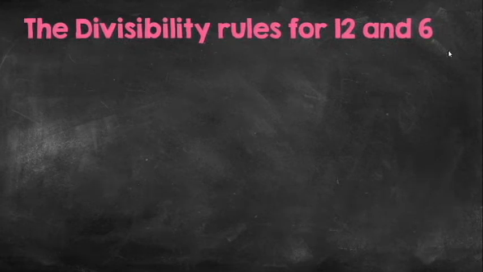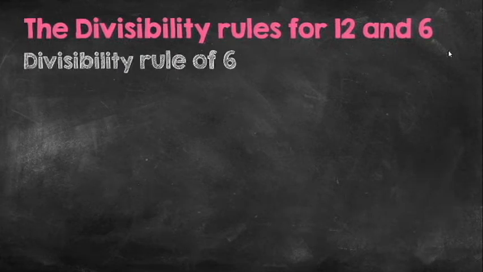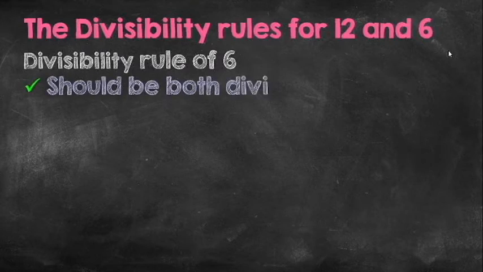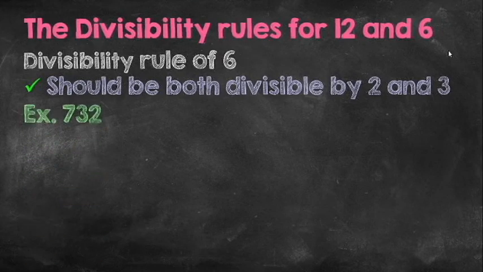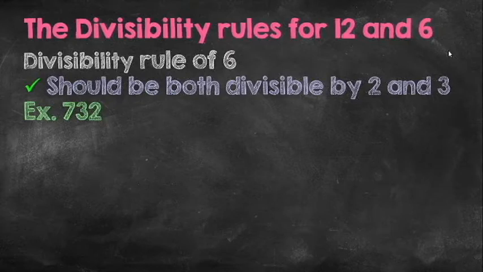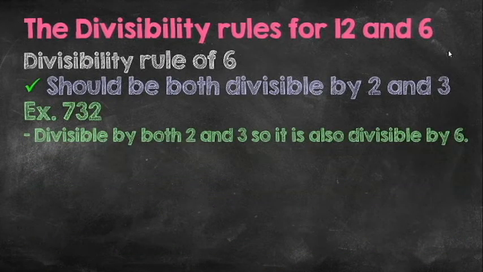Last but not least, we have the divisibility rules for 12 and 6. The divisibility rule of 6 says that it must first be divisible by 2 and 3. Example, 732. 732 ends with an even number, and when all added up, the sum is 12. So it is both divisible by 2 and 3.